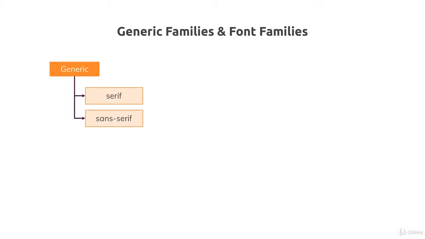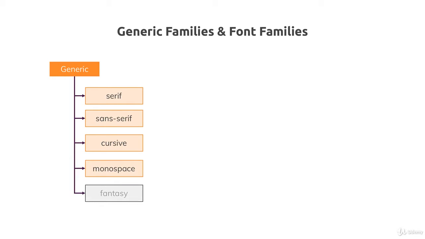So we have generic families and we have font families. What's the difference? Well, a generic family is something like this: serif or sans serif. Well, as you can imagine, the difference is that serif has a font style which is including serifs, and sans serif doesn't have serifs. But we have more of these generic families. We also have cursive. Well, I think the name tells you already what that could stand for or why it's called cursive. We also have monospace and we have fantasy.